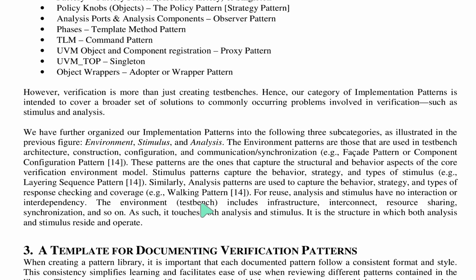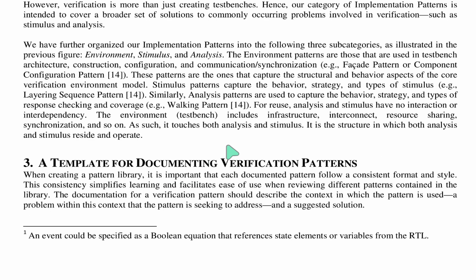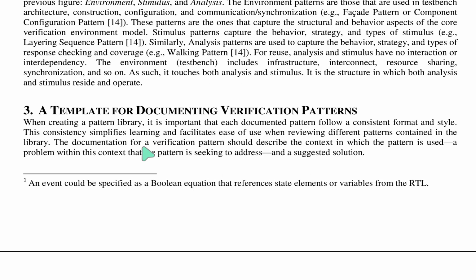The environment test bench includes the infrastructure, interconnect, resource sharing, synchronization, and so on. As such, it touches both analysis and stimulus. It is the structure in which both analysis and stimulus reside and operate.